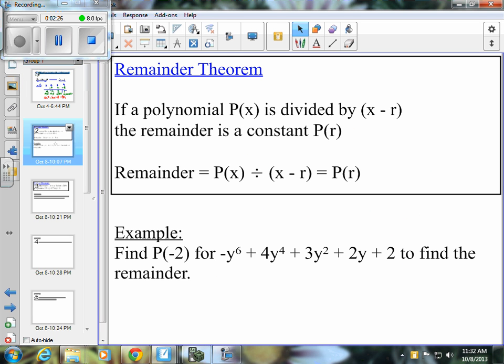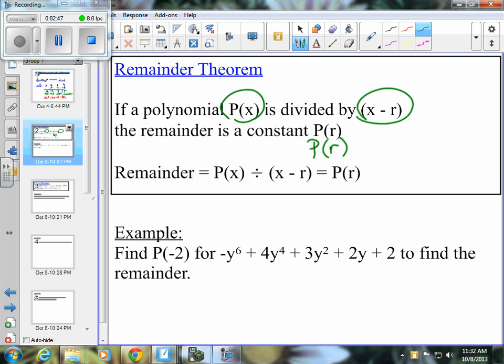Okay, so let's talk about the remainder theorem. Basically what the remainder theorem says is if you take two polynomials and divide them, so a polynomial p of x is divided by a factor, so x minus r, that's just like what we just did. Whatever the remainder is, it's equal to what you get when you substitute that value of r into the function. So this p of r, plugging in the number for x into the equation, will give you the same answer as just doing your long division and looking at the remainder. So basically it's what's left over.